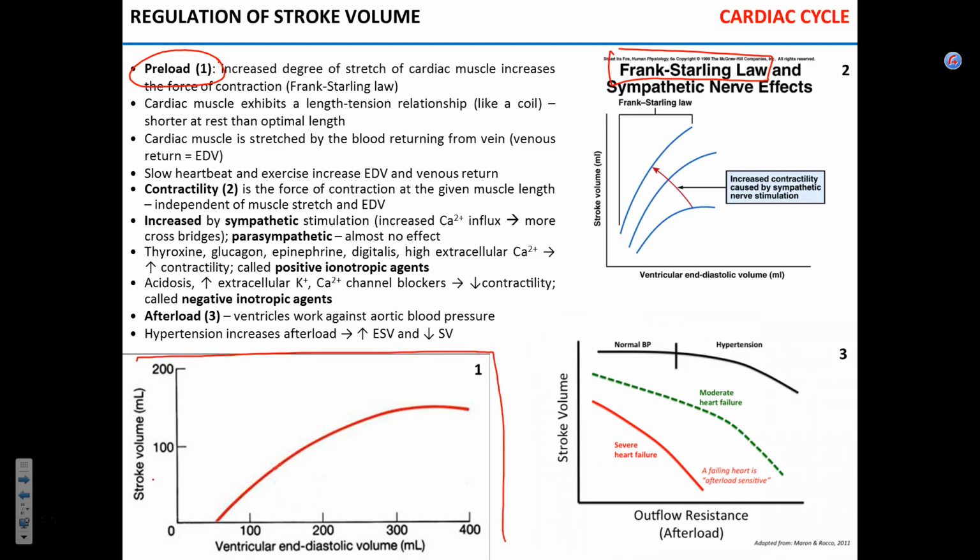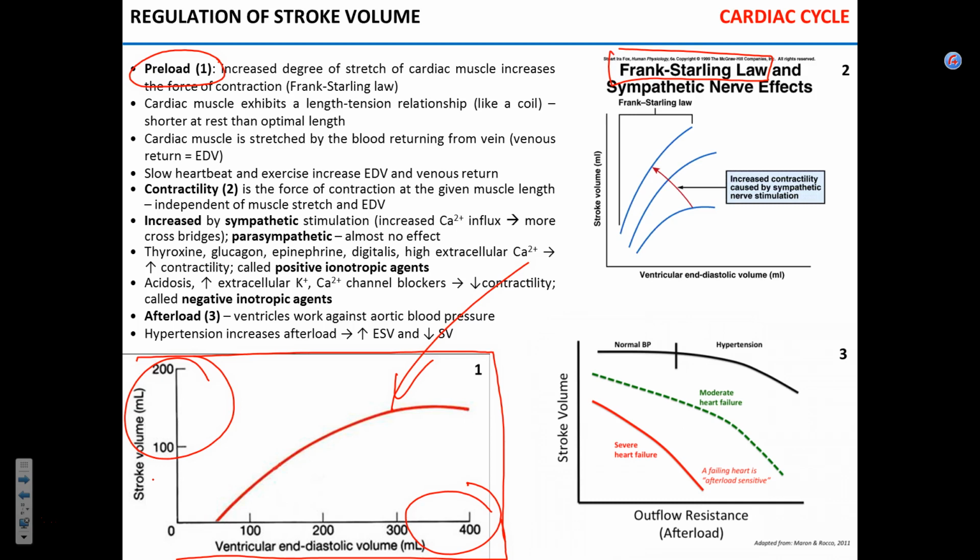So this is the description of preload in the left bottom corner. Okay? Here, this graph represents the relationship between the end diastolic volume and the stroke volume. You see that this relationship is not linear. Here's the story. When the heart is stretched, cardiac muscle is stretched, it turns out it contracts stronger. The more it is stretched, the stronger the contraction. Does that make sense to you?